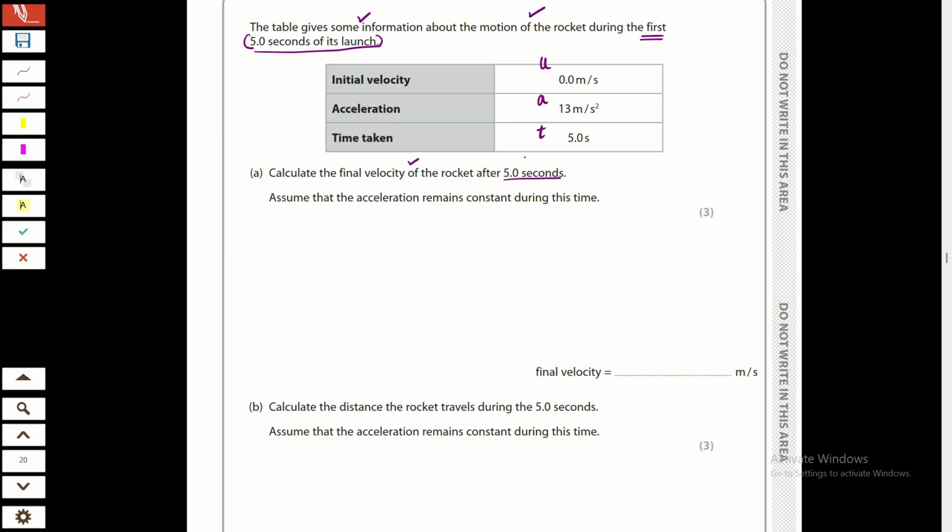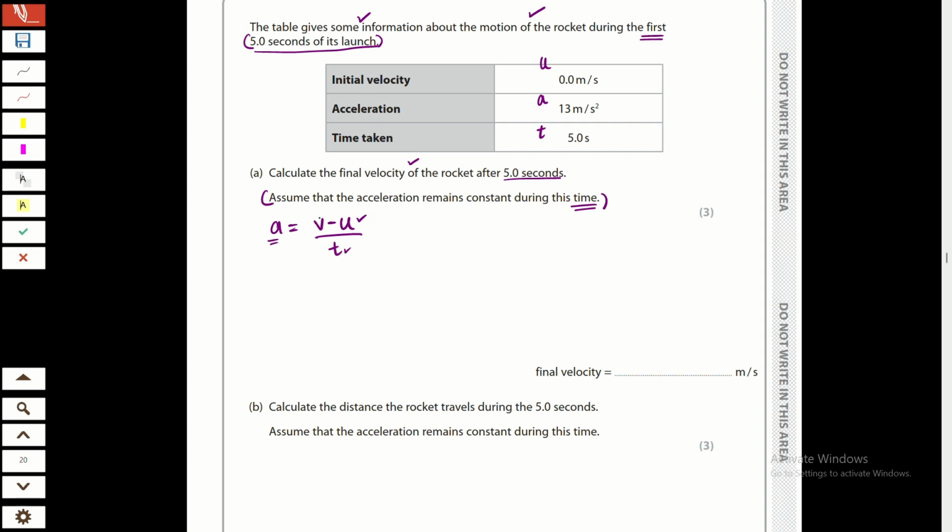Calculate the final velocity of the rocket after 5 seconds. Assume that the acceleration remains constant during this time. So in order to calculate the final velocity, we will be using the formula a = (v - u) / t.